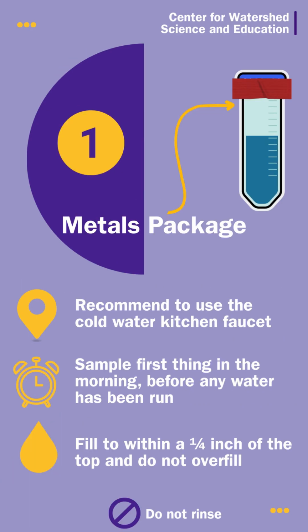When sampling for the metals package, take the sample first thing in the morning before any water has been run. We want to capture the water that has been sitting in the pipes overnight. If there is lead or copper in your plumbing system, testing first thing in the morning will represent the maximum amount of those elements that we would expect in your drinking water. It is best to collect the metal sample from the faucet that supplies most of the drinking water in the home, which is most often the cold water kitchen faucet.